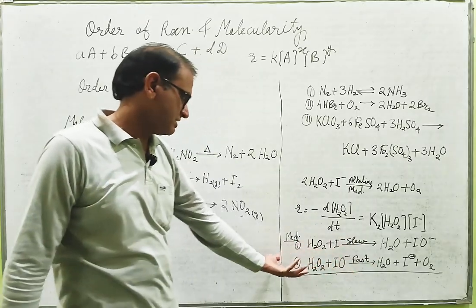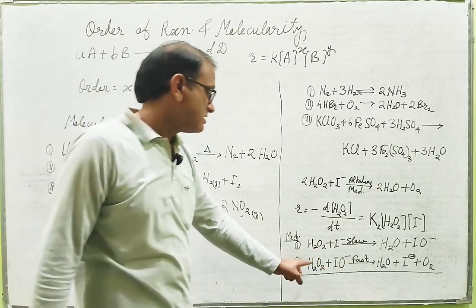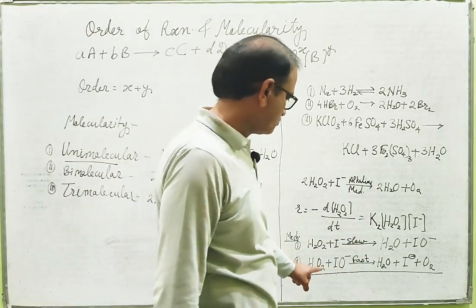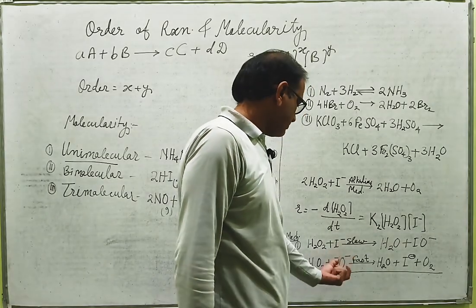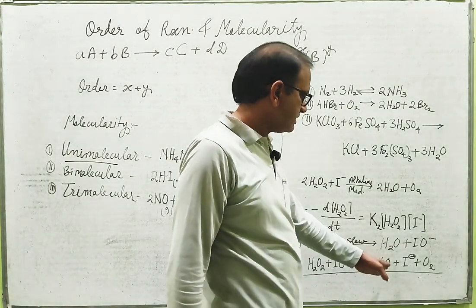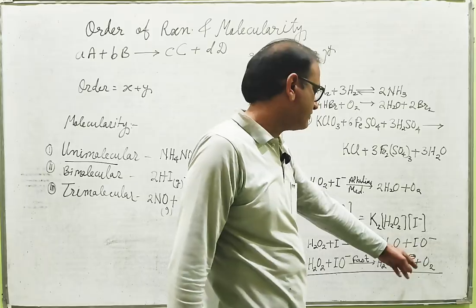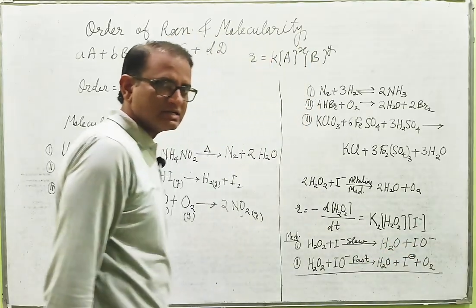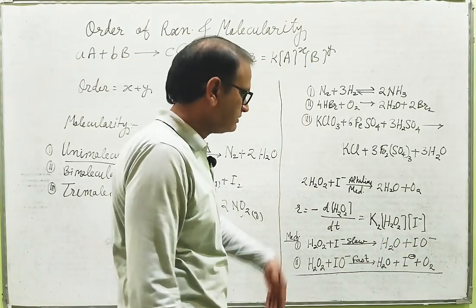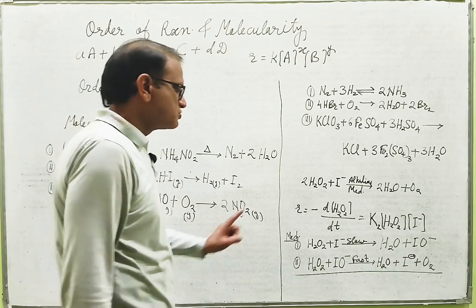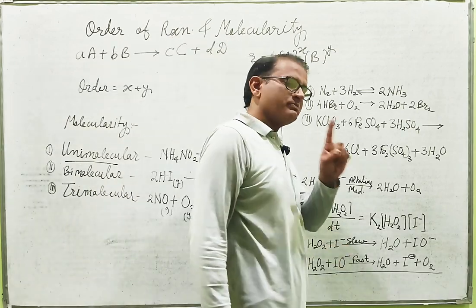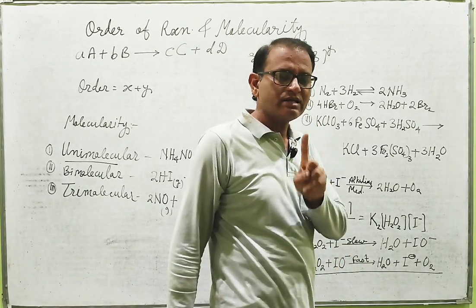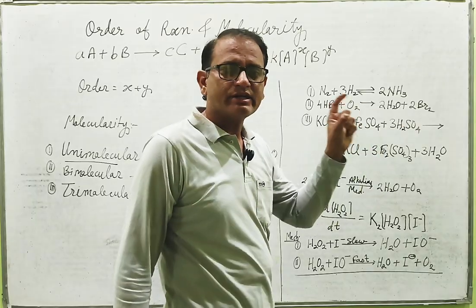All other steps are fast steps. In the second step, H2O2 reacts with the hypoiodate ion and gives again H2O and iodide plus oxygen gas, and this is a fast step. So this will finish. This is the step which will determine the rate of the reaction, and it is called the rate determining step.